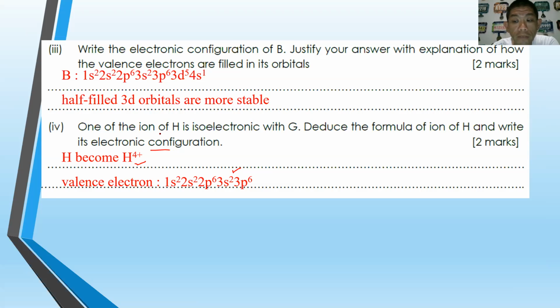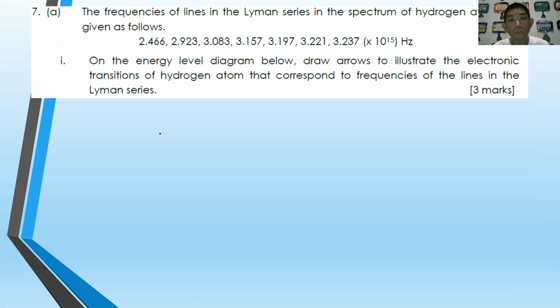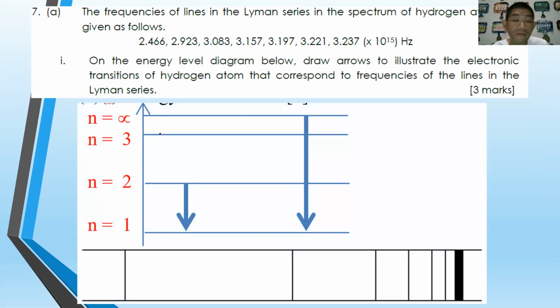Okay, then we go to question number 7. The frequencies in the Lyman series shown in the spectrum of hydrogen are given below. You have 2.466, 2.923, 3.003, 3.157, 3.197, 3.221, 3.2337 hertz here. Now, number 1, on the energy level diagram, draw arrows to illustrate the electronic transitions of the hydrogen atom that correspond to the frequencies here. You have to draw at least 3 energy levels. So you show how n equals 1 falls to n equals 3 and back to n equals 1.